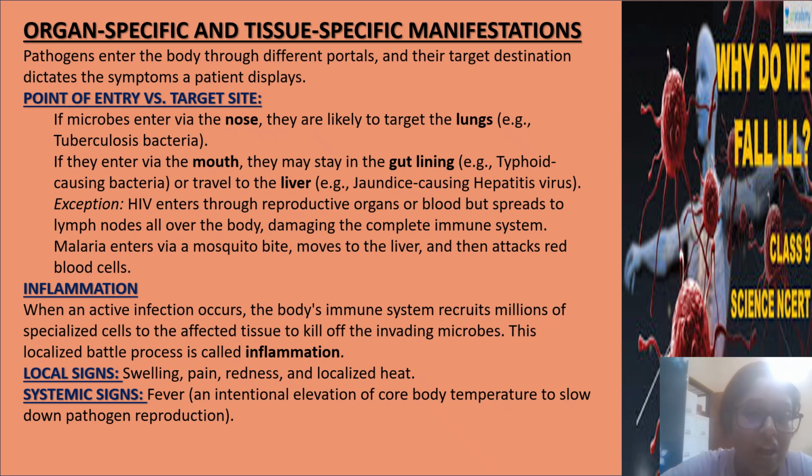Malaria enters via mosquito bites, moves to the liver and then attacks red blood cells. Next, inflammation. When an active infection occurs, the body's immune system recruits millions of specialized cells to the affected tissue to kill off the invading microbes. This localized battle process is called inflammation. Next, local signs: swelling, pain, redness and localized heat. Next, systemic signs: fever, an intentional elevation of core body temperature to slow down pathogen reproduction.